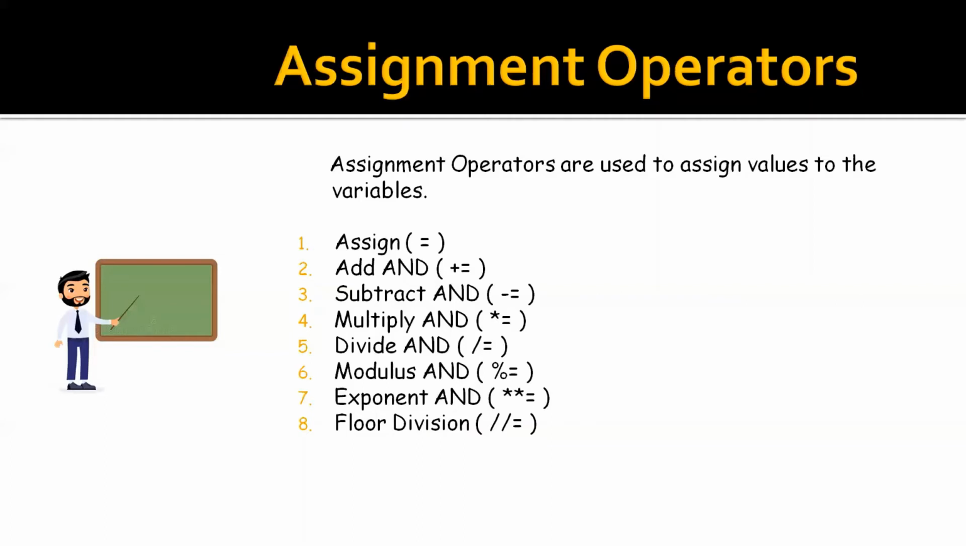It adds the right operand to the left operand and assigns the result to the left operand. Then we have the subtract, and it subtracts the right operand from the left operand and assigns the result to the left operand. Then we have the multiply, and similarly to the add and subtract, it multiplies the right operand with the left operand and assigns the result to the left operand. Then we have the divide, and it divides the left operand by the right operand and assigns the result to the left operand.